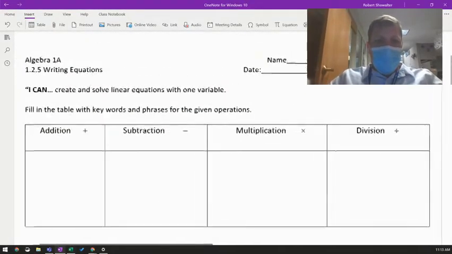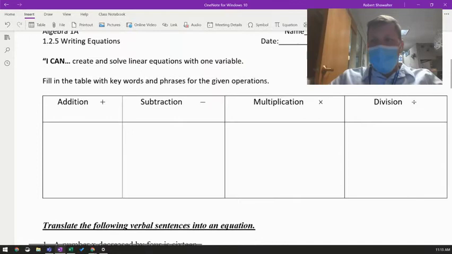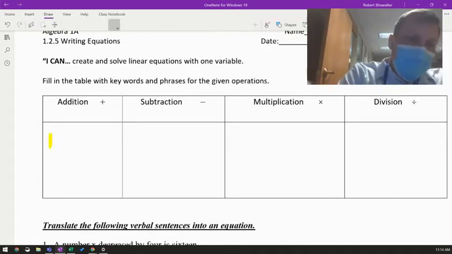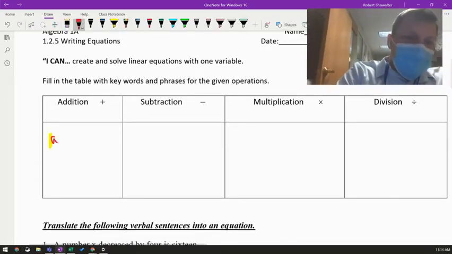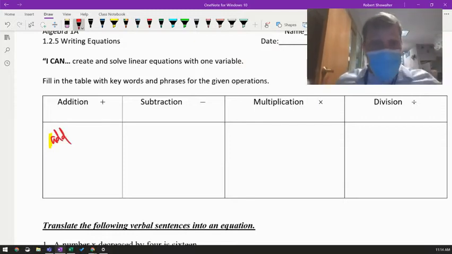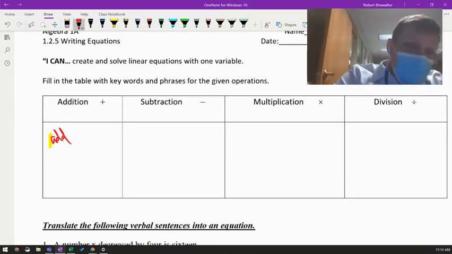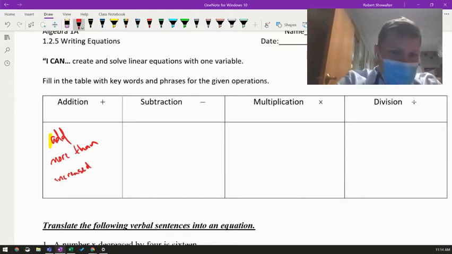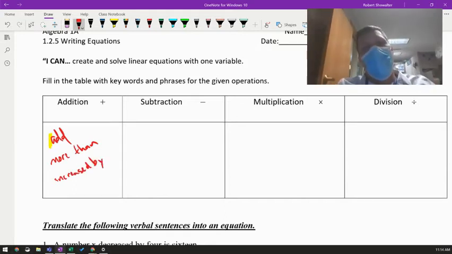There are some keywords and key phrases that I want you to be aware of that happen when we talk about addition. There are some that are normal, like add, and then some that are weird, like more than. Or, who said this? This is a weird one: increased by. Come on. But that happens.